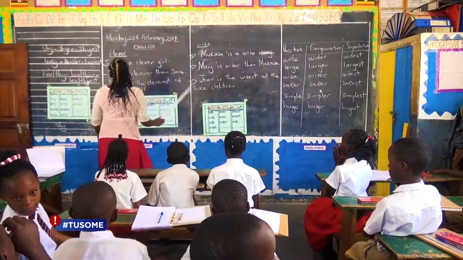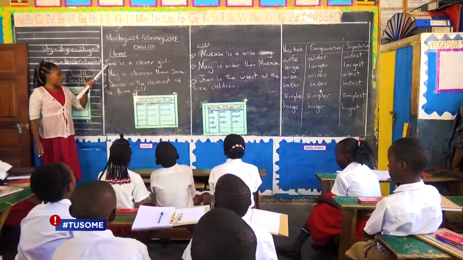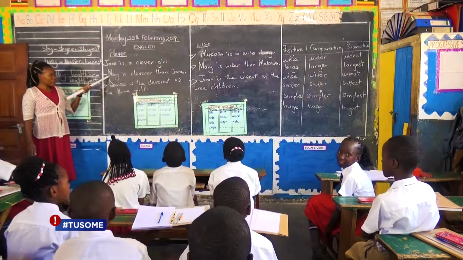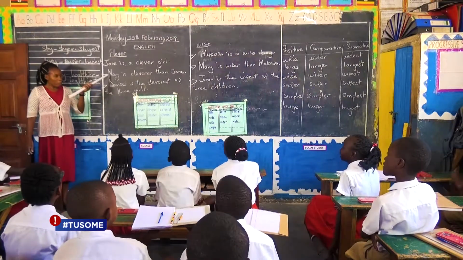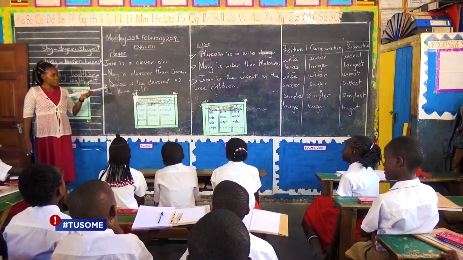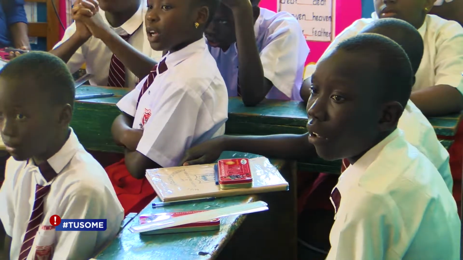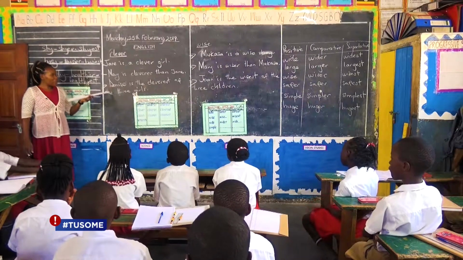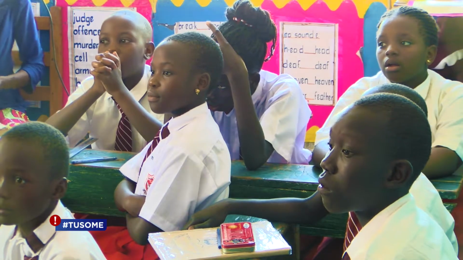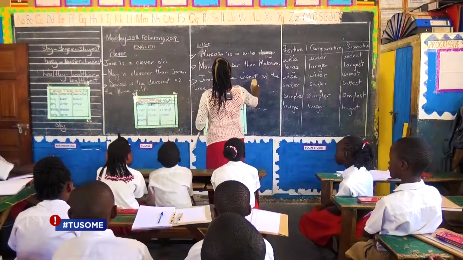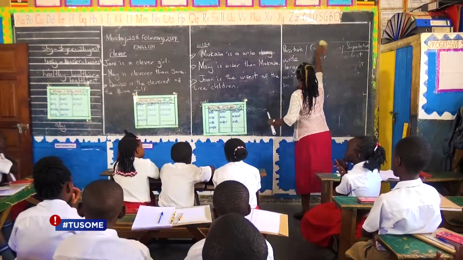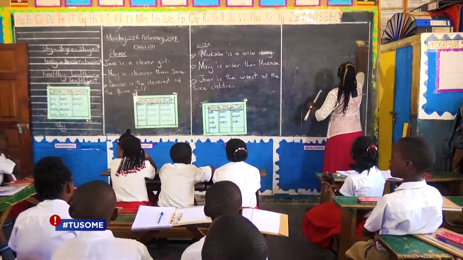Let's read the sentences together. Jane is a clever girl. Mary is cleverer than Jane. Then Denise is the cleverest of the three girls. And let's look at those adjectives ending with Y, like dirty. Use that adjective, dirty.